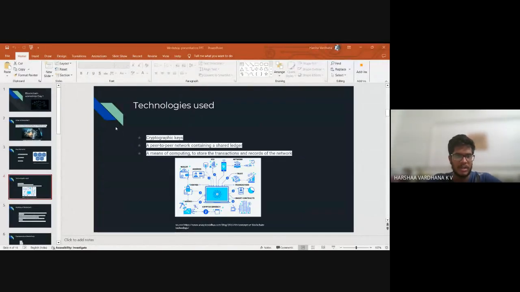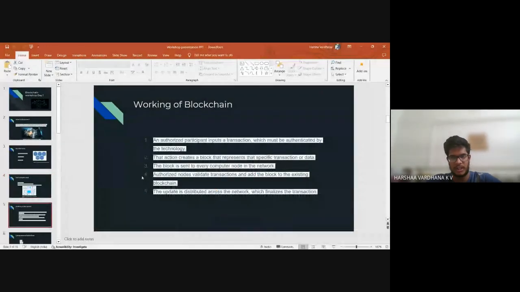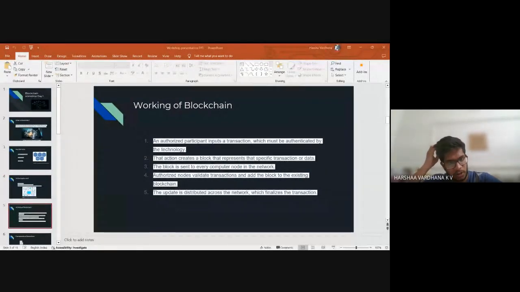So now going to the main important part, which is the working of the blockchain technology. As we see, an authorized participant inputs a transaction which must be authenticated by the technology. Let me explain these 5 points statement by statement, so that you understand it better. When we mean an authorized participant, we mean an authorized node, which initiates a transaction by entering some relevant information, and having the necessary permissions to initiate such a transaction.